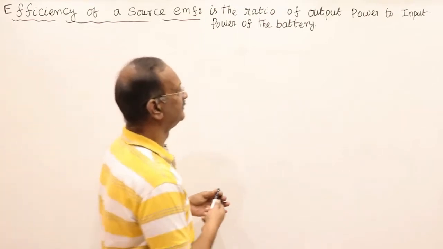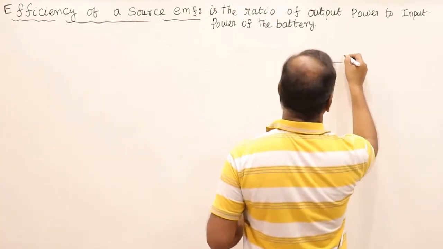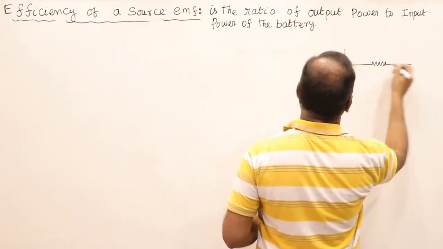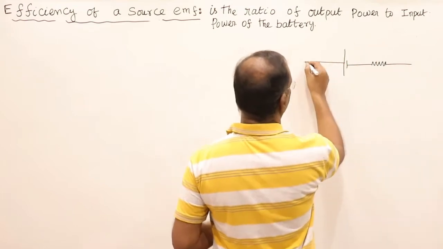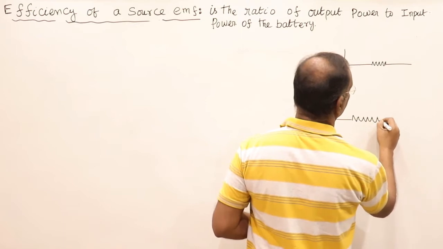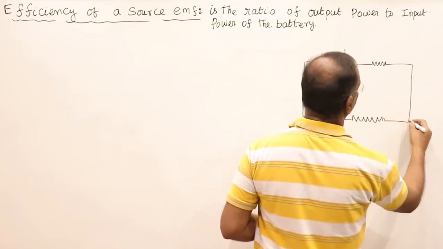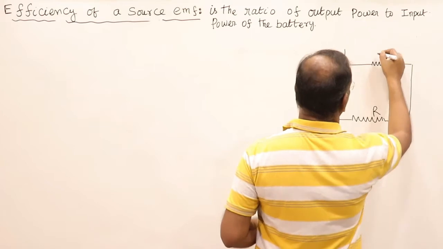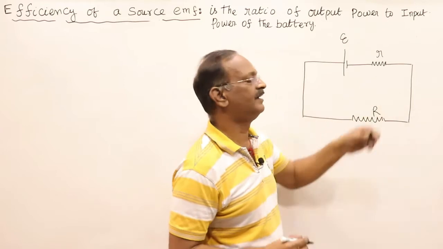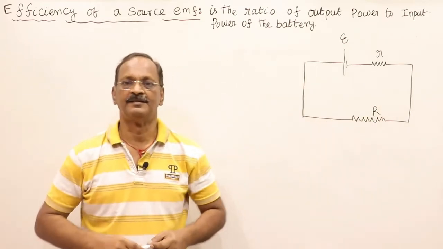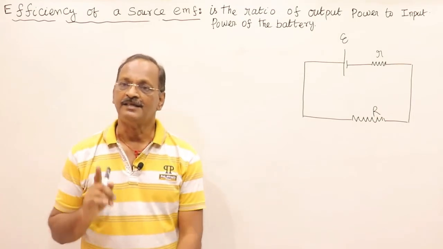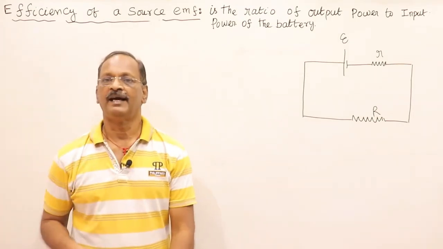Let us take an EMF. That's a battery. This is a battery with internal resistance r, and this is the total battery, and it is connected to an external load with external resistance R. This is R, this is the EMF of the battery, and this battery has an internal resistance. So the efficiency of a source of EMF is the ratio of output power to the input power.